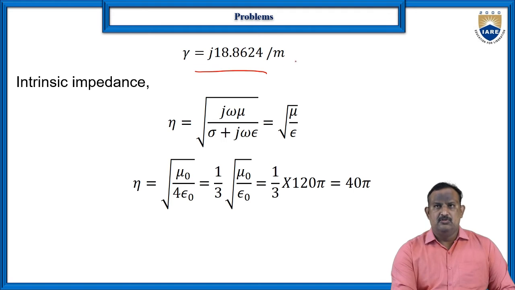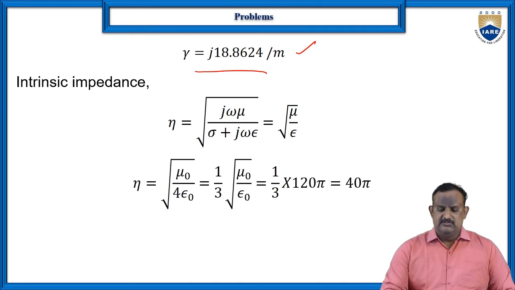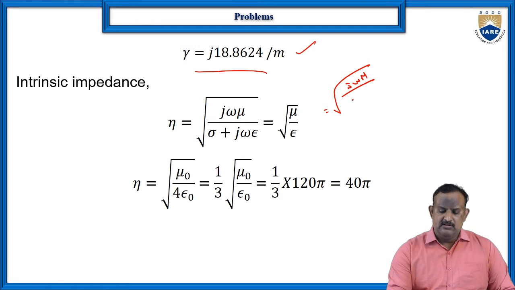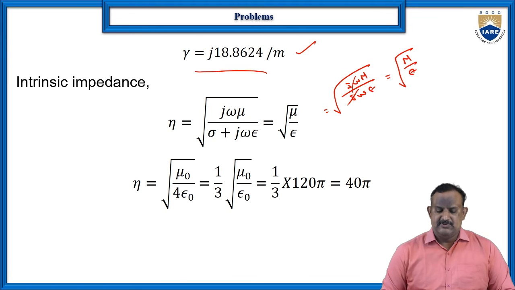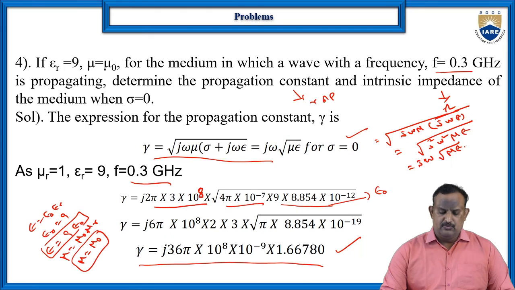And therefore, gamma is equal to j into 18.8624 per meter. Next we need to find the intrinsic impedance value. Therefore, intrinsic impedance eta is equal to root of j omega mu by sigma plus j omega epsilon. Then if sigma equal to 0, we have root of j omega mu by j omega epsilon. J omega cancel each other, which is nothing but root of mu by epsilon, where mu is equal to mu naught, epsilon equal to 4 into epsilon naught.